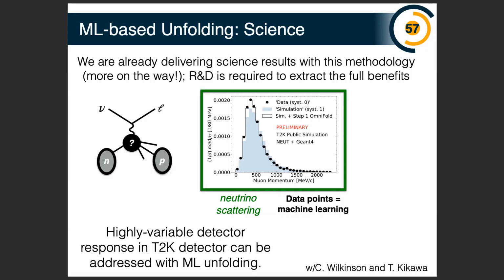Great. Yeah, it's misleading in this plot. Everything in this plot is simulation. I'm not a member of the T2K experiment, so I don't have access to the data, but I convinced my T2K friends to make their simulation public. So this is all in simulation. The data here is basically one systematic uncertainty, and the simulation is a different systematic uncertainty. They're pretty close to start with.